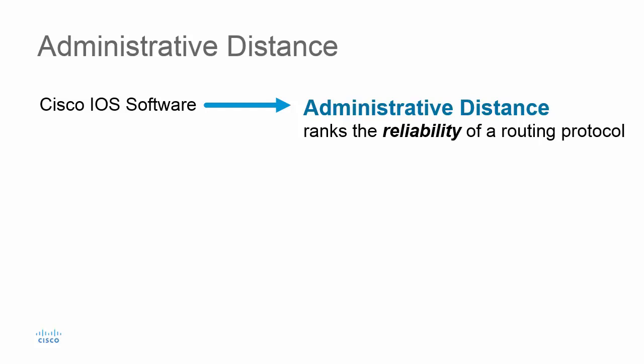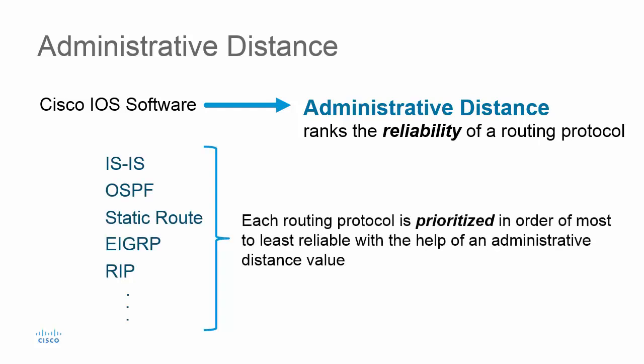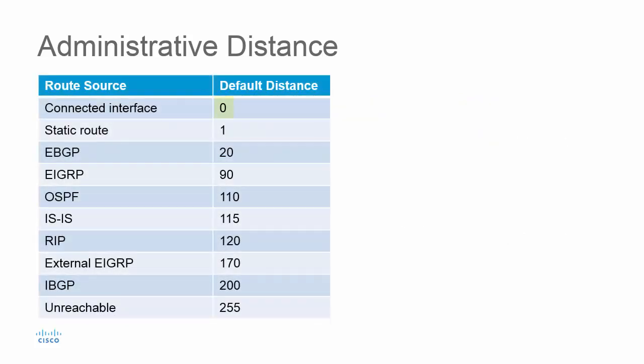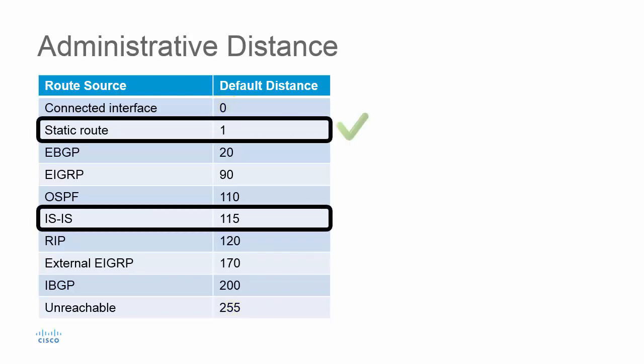Administrative distance ranks the reliability of a routing protocol. So with the help of administrative distance values, each routing protocol can be prioritized from most to least reliable. The administrative distance is an integer from 0 to 255. A routing protocol with a lower administrative distance is considered more trustworthy than one with a higher administrative distance.